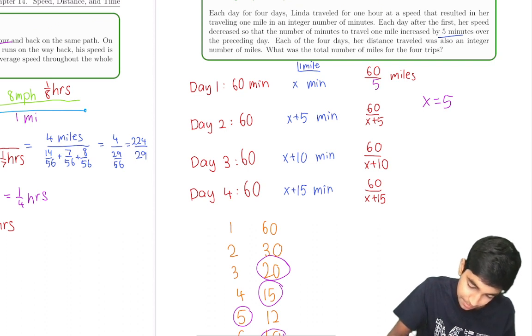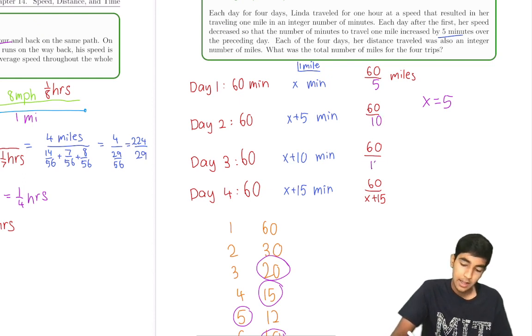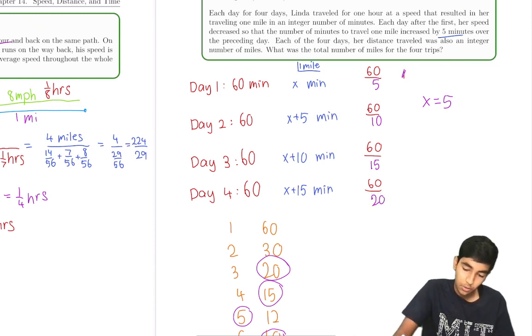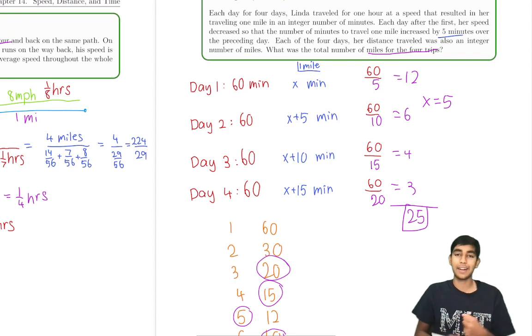So 60 divided by 5, 60 divided by 5 plus 5, which is 10, 60 divided by 5 plus 10, which is 15, and 60 divided by 5 plus 15, which is 20. And this is just equal to 12, 6, 4, 3. We add them up for the total miles for the 4 trips to get 25. So the total miles is 25, and that's our answer.